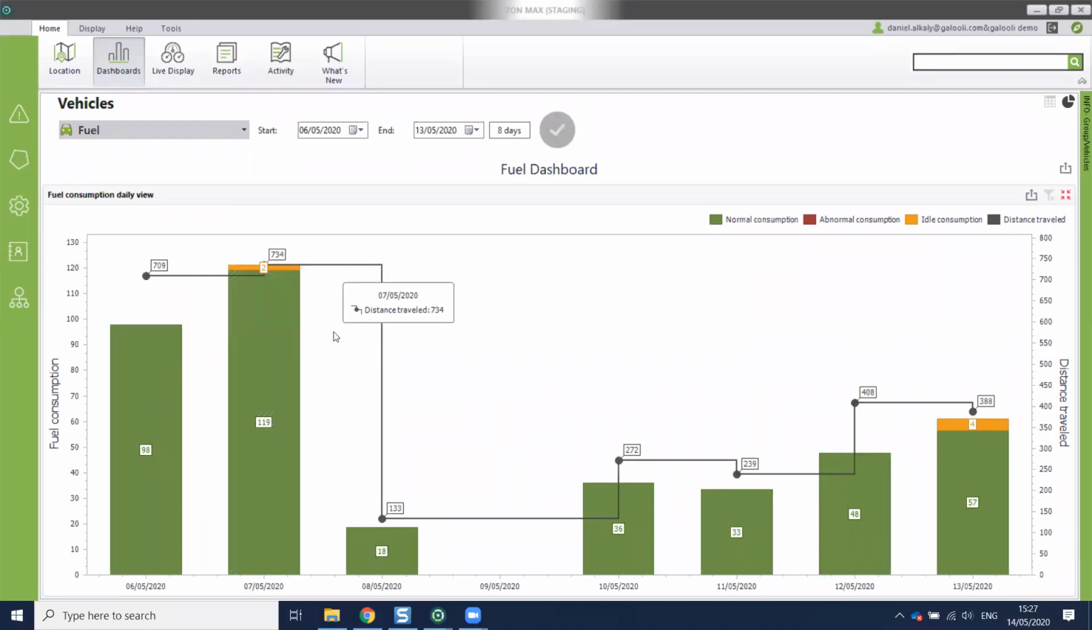Yeah, I see there's several questions. I'm going to finish talking about the dashboard and then I'm going to get to it, don't worry.